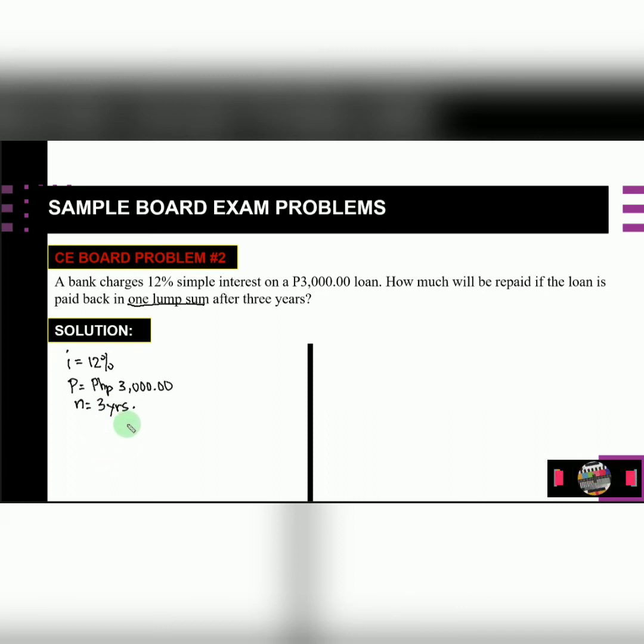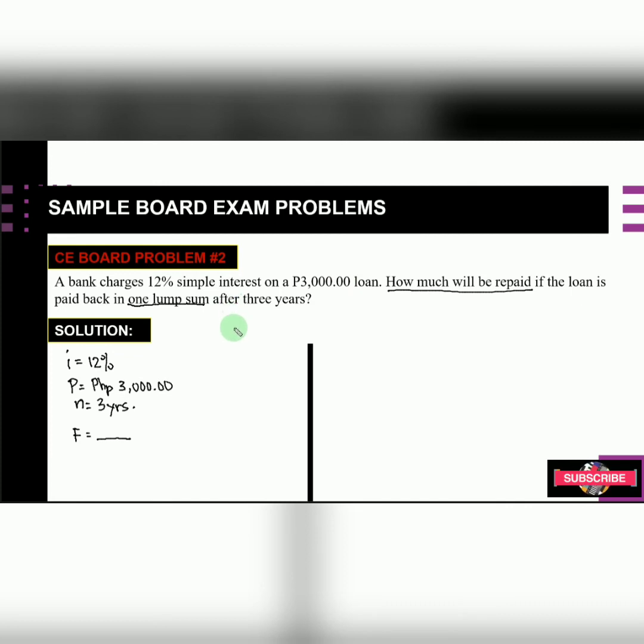So what are you going to calculate here? How much will be repaid if the loan is paid back in one lump sum after 3 years? From this statement alone, this is referring to our future worth, which is denoted by F. So this is our unknown.